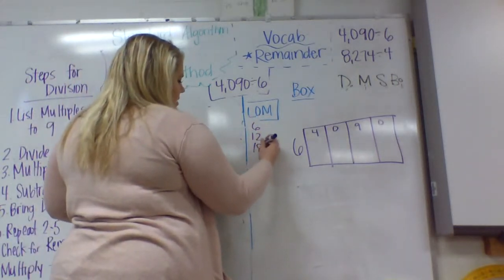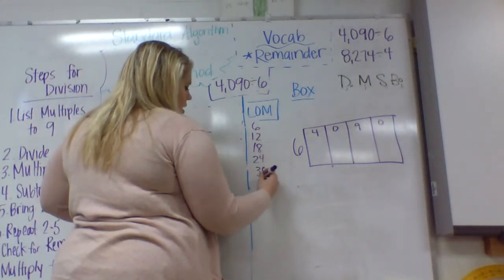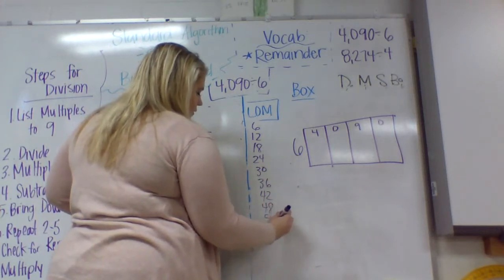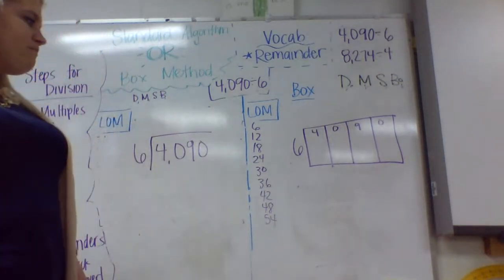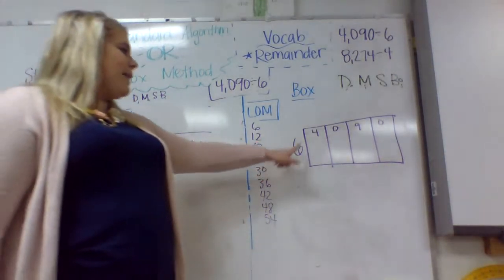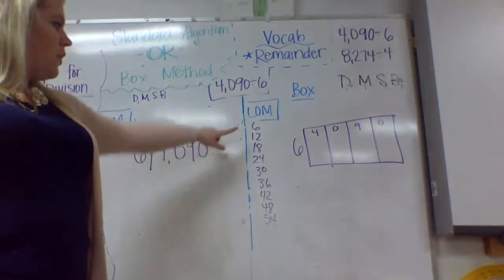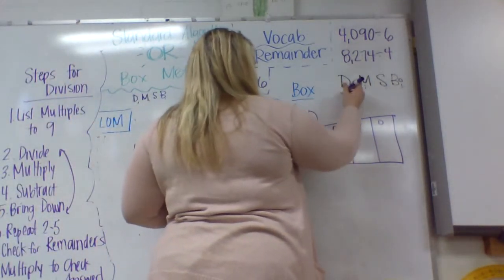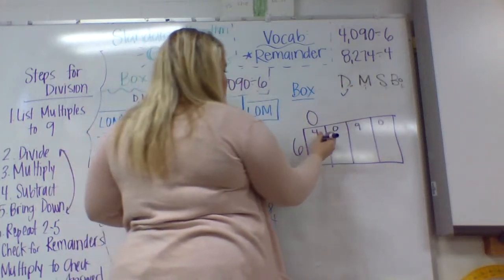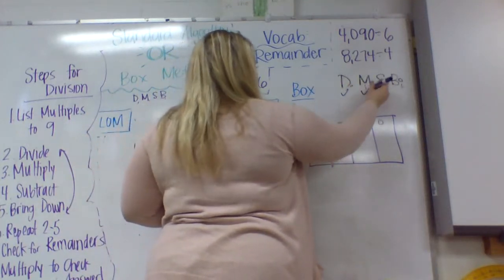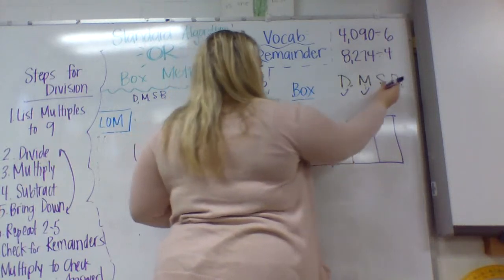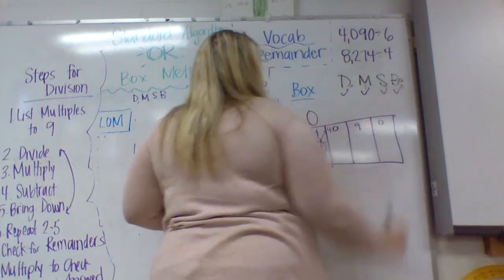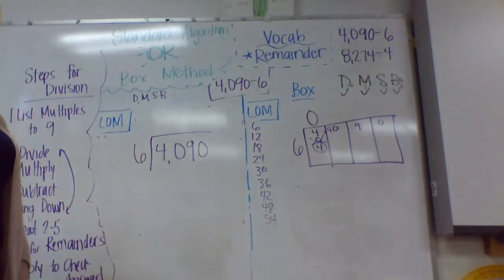6, 12, 18, 24, 30, 36, 42, 48, 54. That goes up to my 9th multiple. So now I want to know, how many times can 6 go into 4? Well, if I look here, 6 is already too much. So 6 can go into 4 0 times. 0 times 6 is 0. 4 minus 0 is 4. Now I have the 4 to bring over. So now I'm ready to start again with 40.